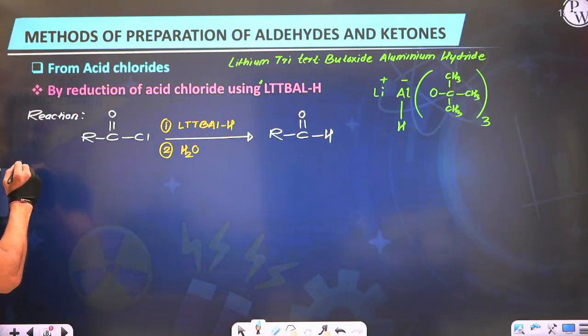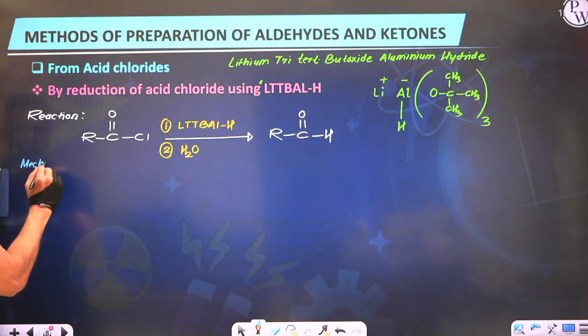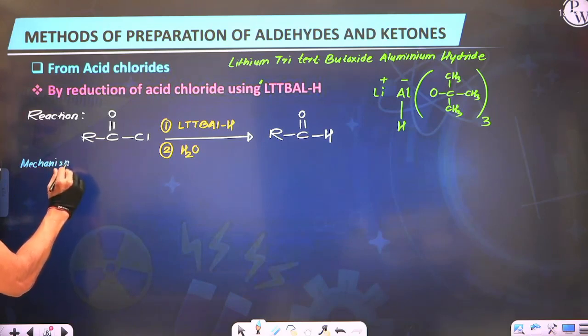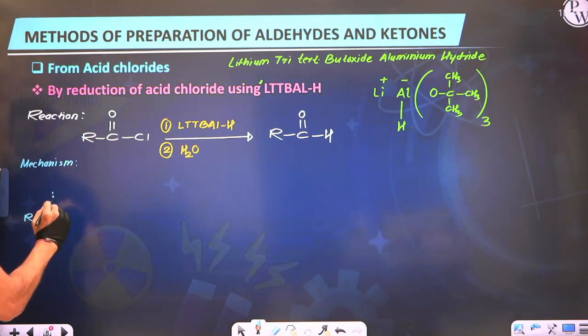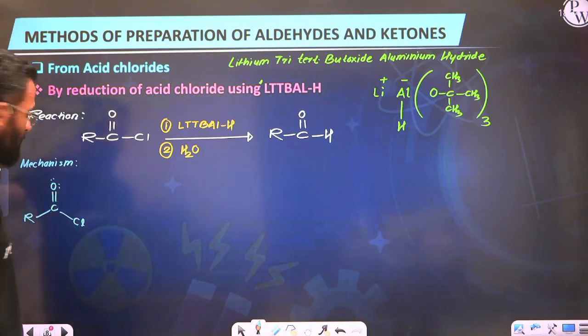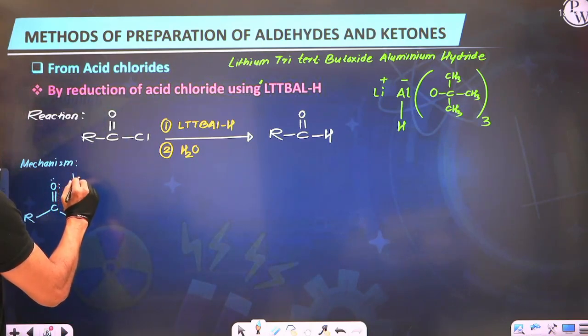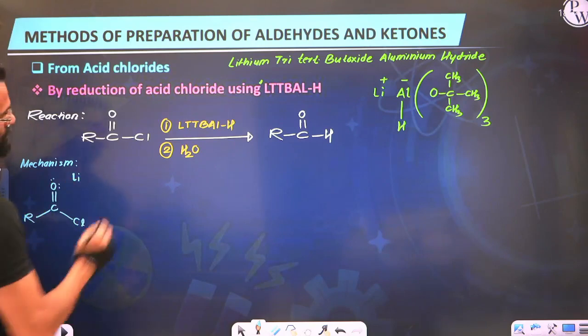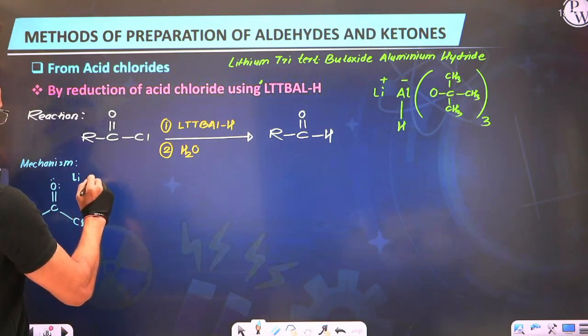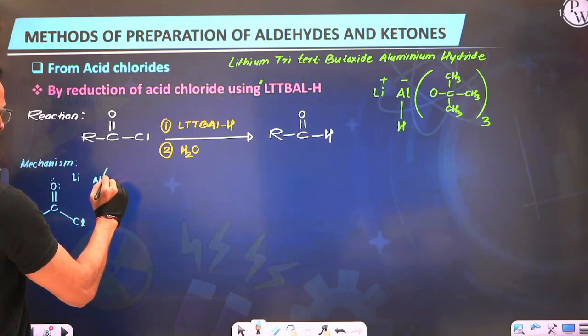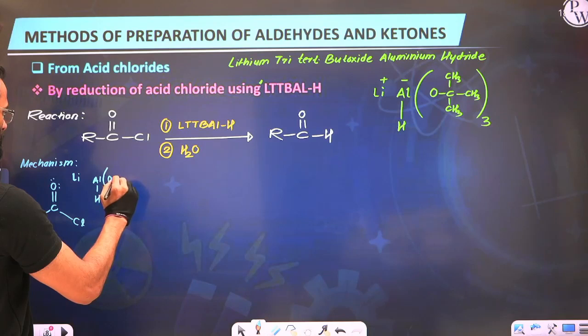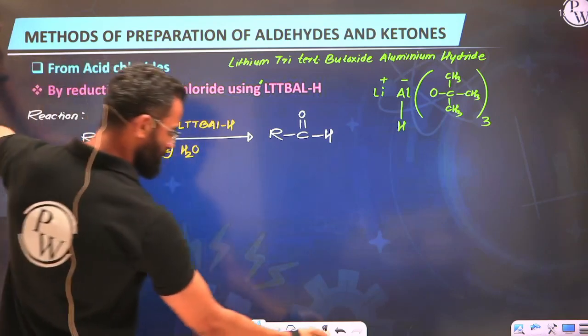So the mechanism suggests we have got acid chloride, so R C double bond O, where O carries 2 lone pairs, so it is electron rich, carrying chlorine, which is a good leaving group as well. And this is brought in contact with Li, AlH, and tri-tert butoxide, I'm writing like this. tBu.